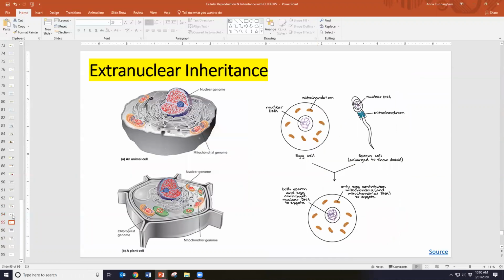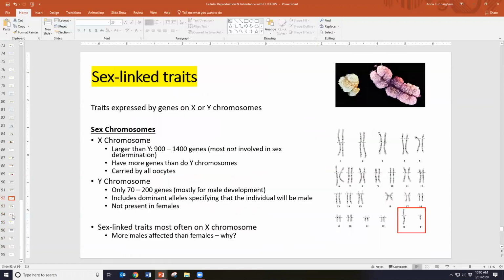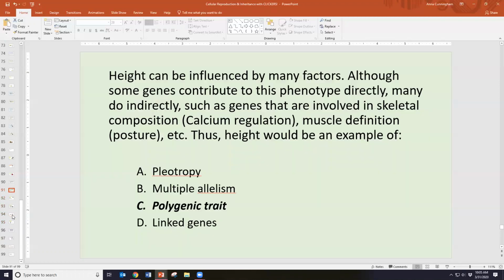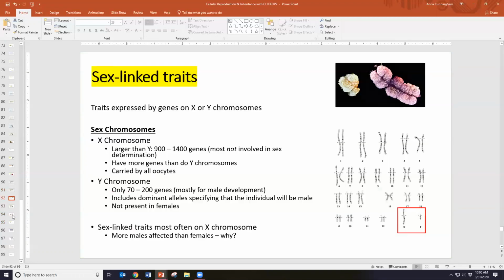All right. We already talked about this, but I just wanted to mention again that, did we talk about sex-linked traits? Did we skip this slide? Oh my gosh, I'm so sorry. I want to come back to this slide because we did not talk about sex-linked traits. Okay, so we talked about X inactivation.